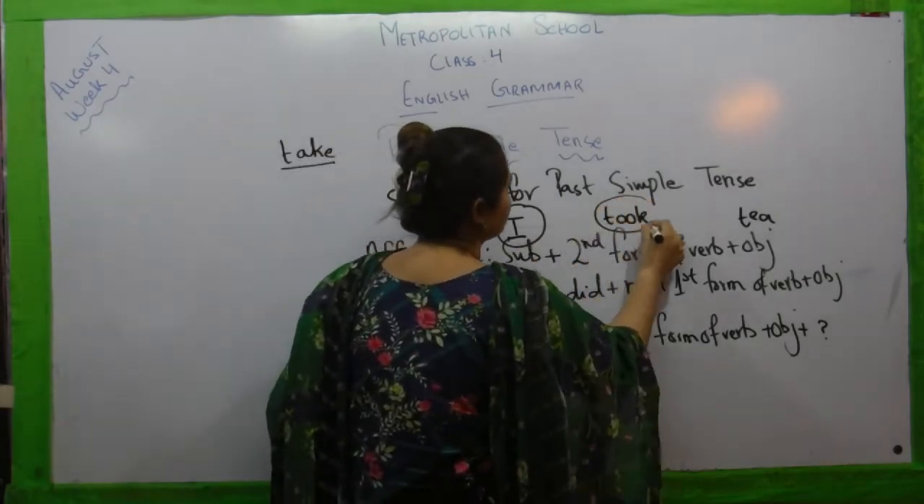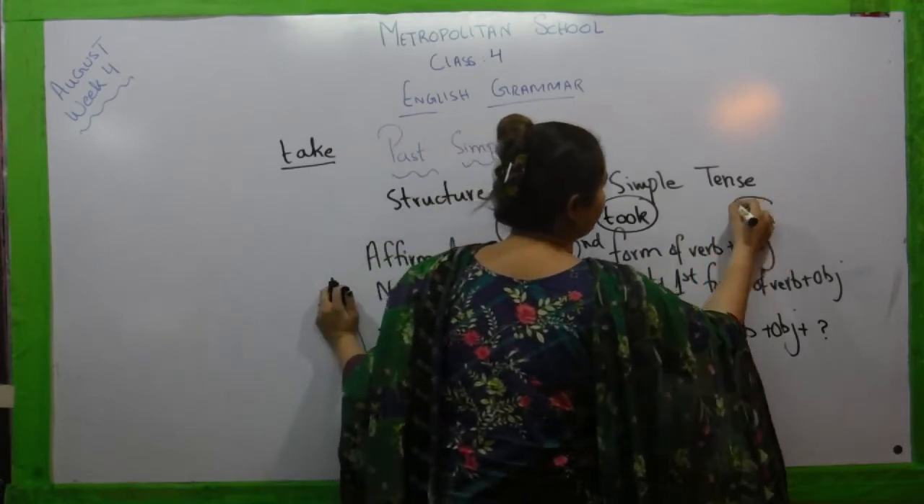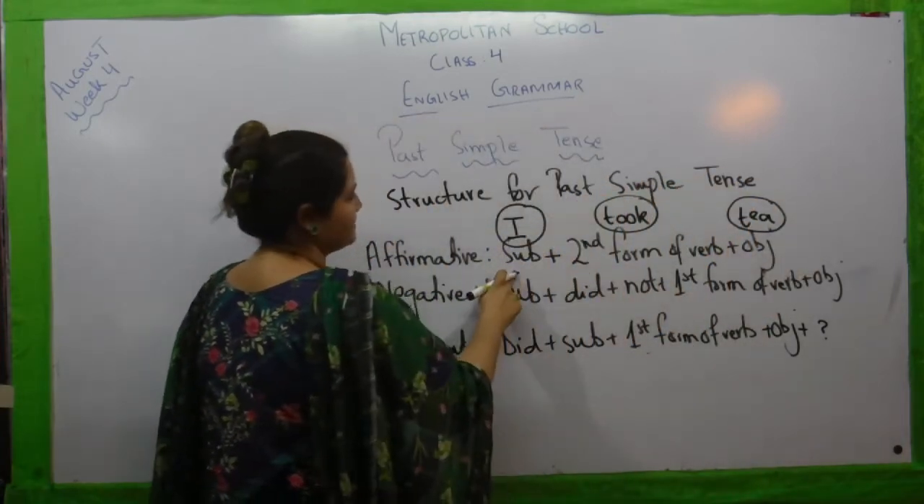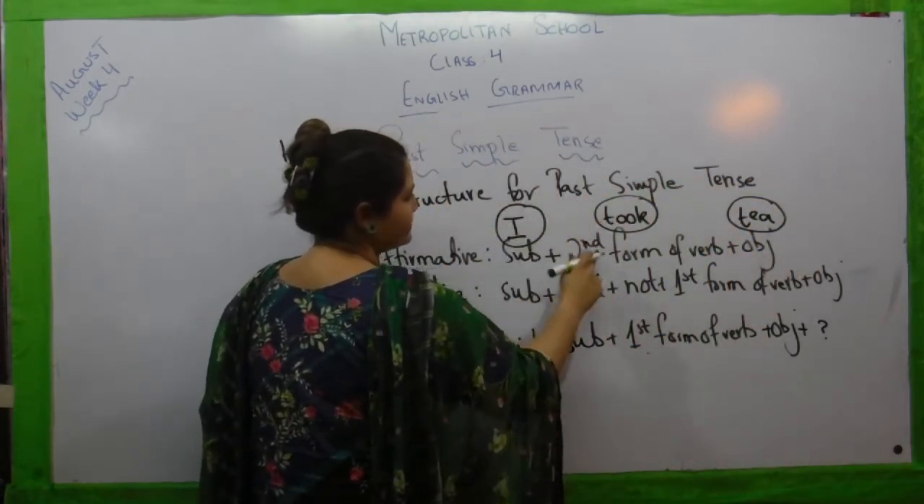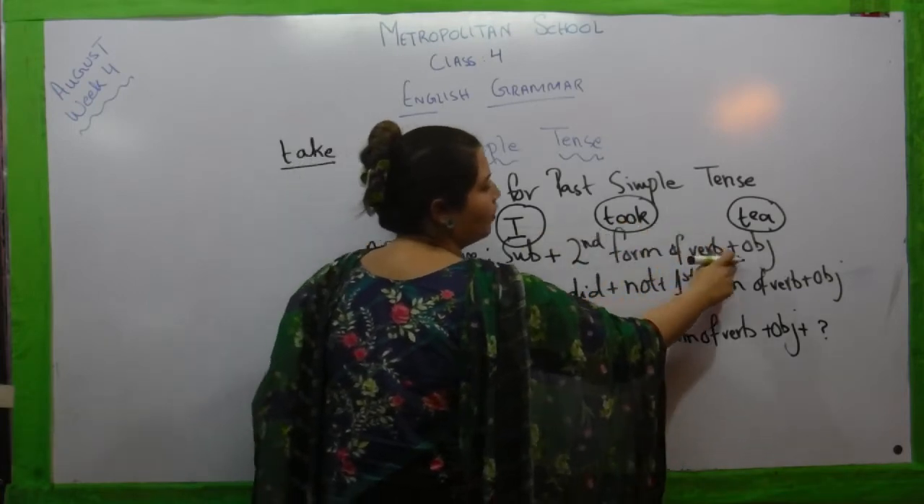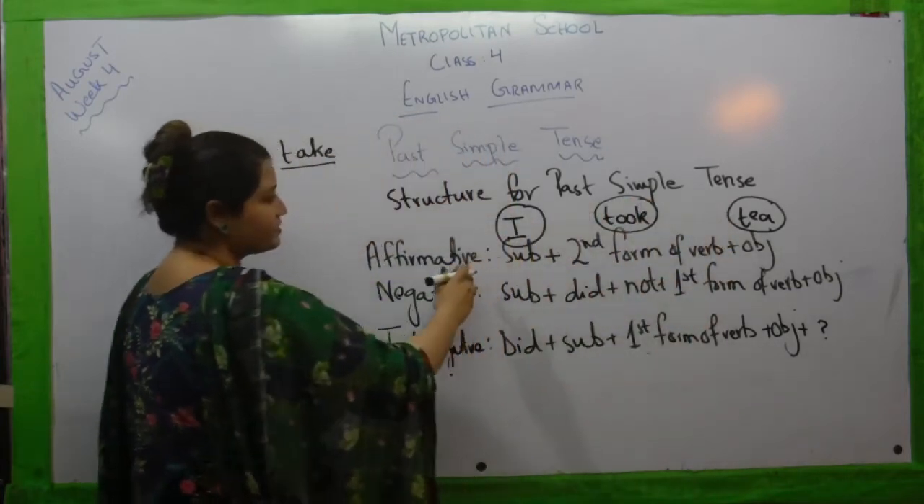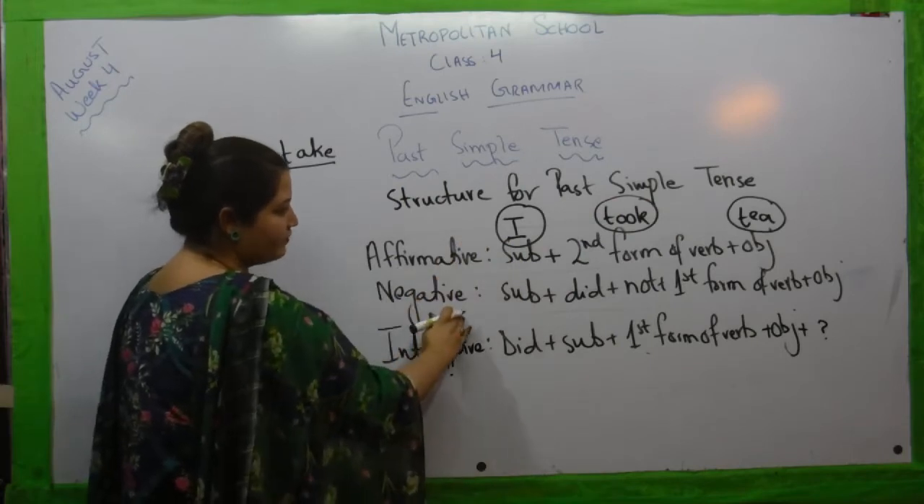I took, and tea here is the object. Subject I, second form of verb took, object tea. Now let's change this sentence into negative.